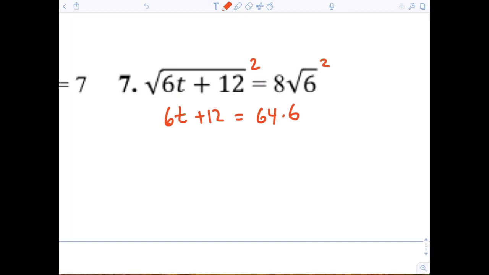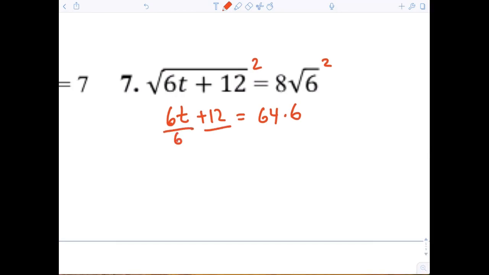You're going to divide by 6. Look right up here on the board, guys. So divide by 6, divide by 6, divide by 6. Come on now, I really need you to pay attention to what I just said. So that's what? T plus 2 equals what? Right? So T is equal to what?